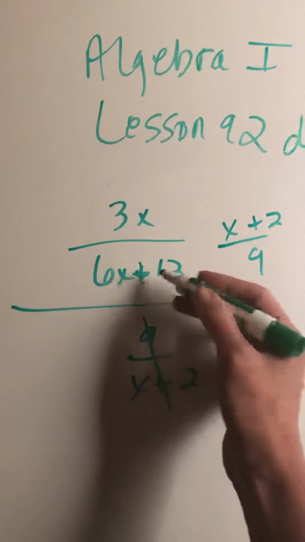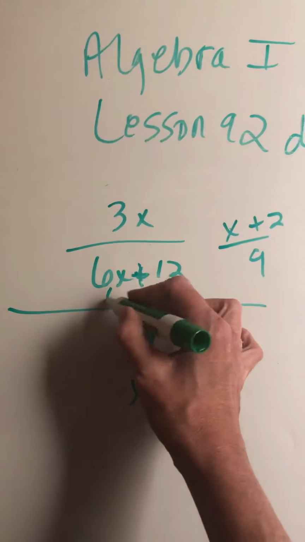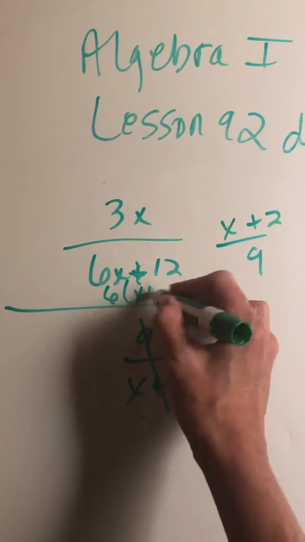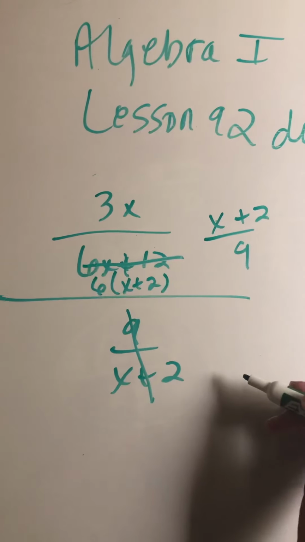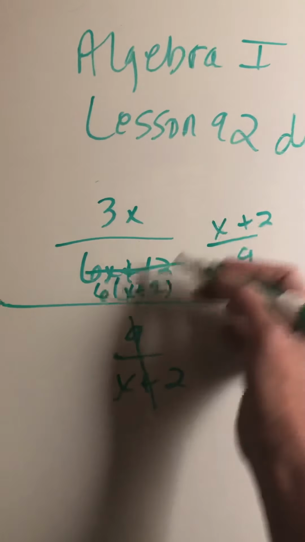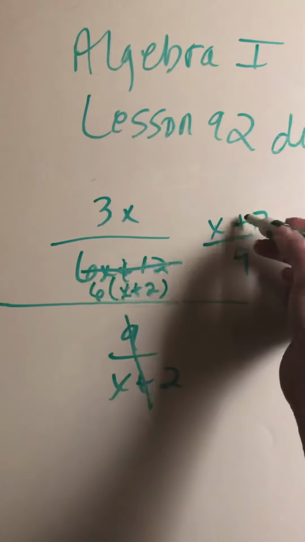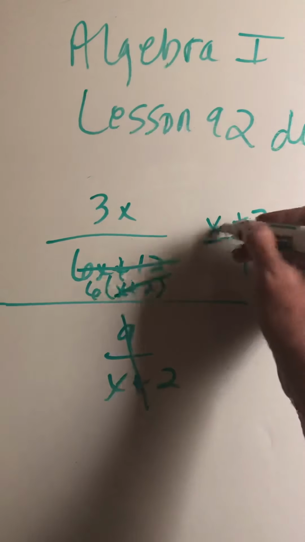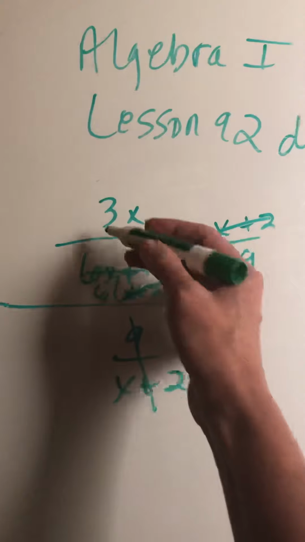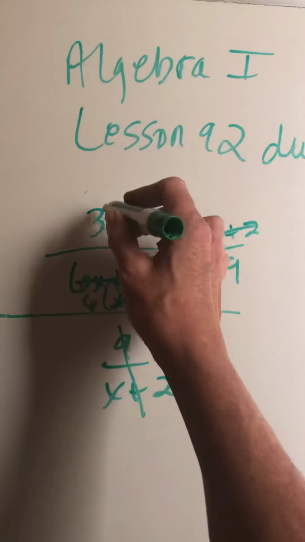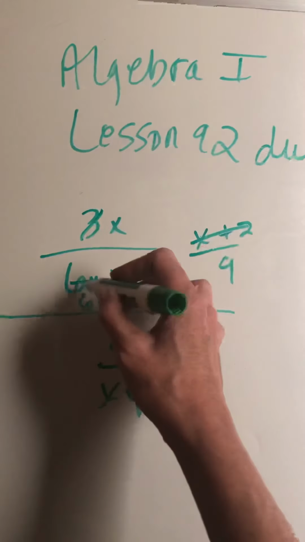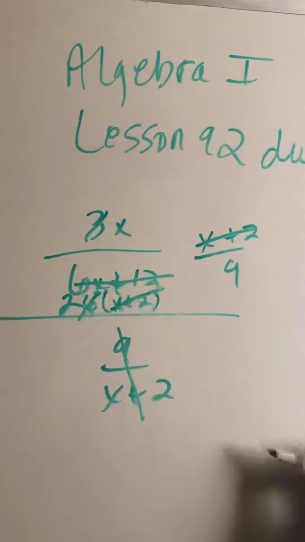And then on this 6x plus 12, I'm going to go ahead and take a 6 out. That leaves x plus 2. So that's what I'm talking about. You have to factor. Okay? So now I've got an x plus 2 and an x plus 2. One on the top, one on the bottom, so they can cancel. I also have a 3 that can either go into the 9 or it can go into the 6. So it doesn't matter. I'm going to take 3 out of 6 and it leaves a 2.